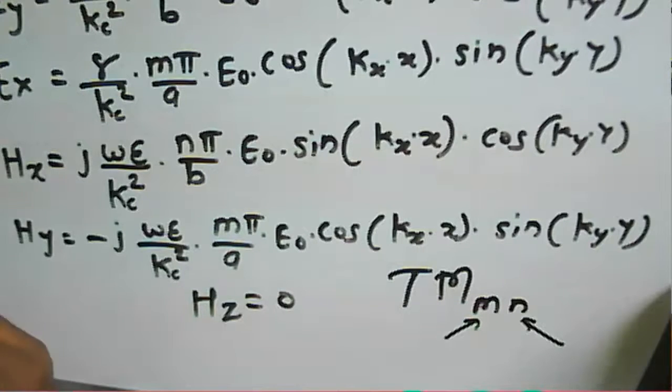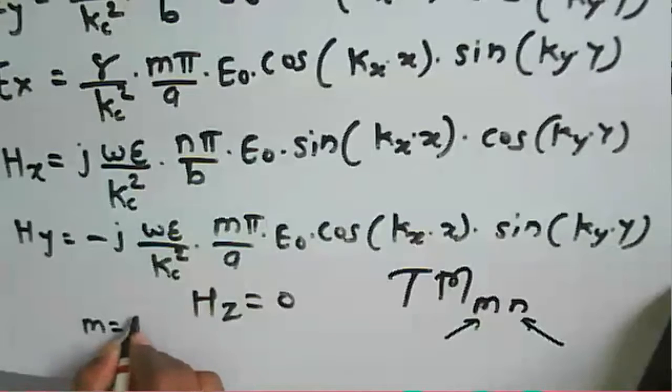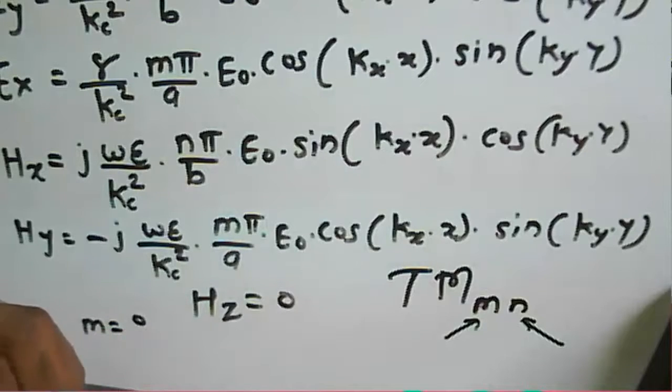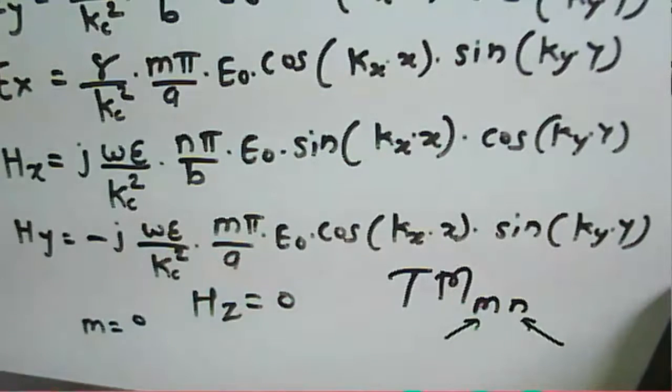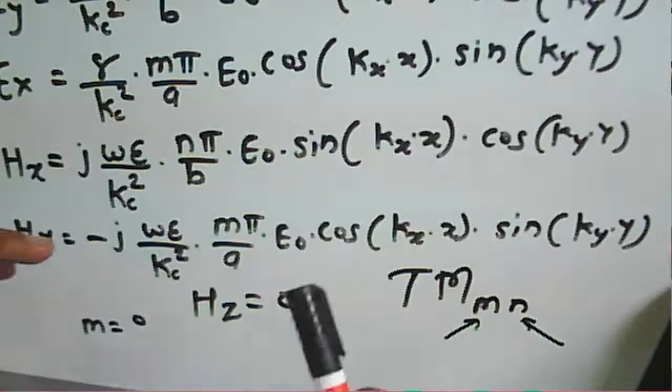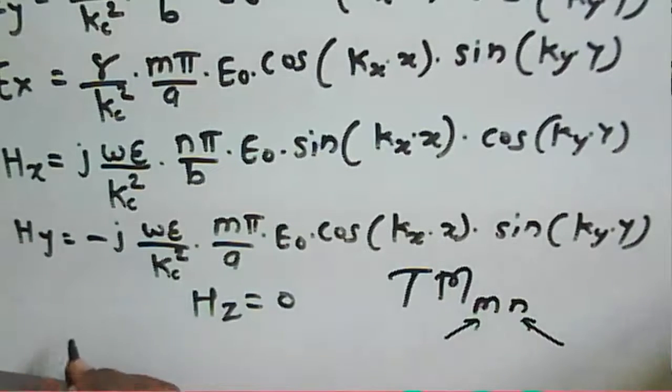Just remember that. For the TM mode to exist, M equal to 0 or N equal to 0 provides a zero field intensity inside the waveguide. So for the TM mode, M will start from 1. The values of M and N for the given particular mode will not be 0. To exist the mode, it is not that either M will be 0 or N will be 0.